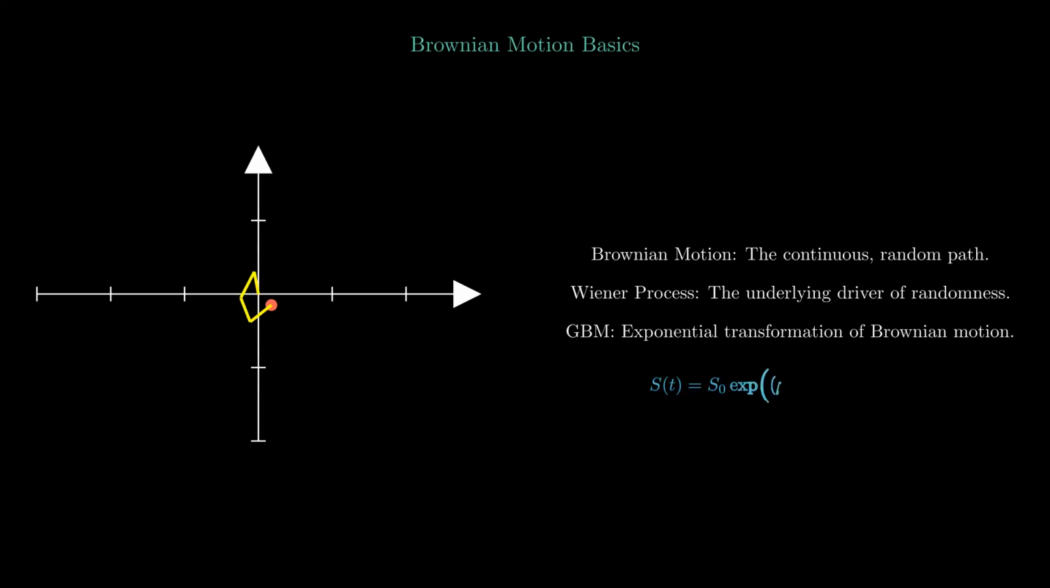Building on this, we now connect Brownian motion to geometric Brownian motion. Here, the formula S(t) equals S0 times the exponential of (mu minus sigma squared over 2) t plus sigma W(t) succinctly captures how the exponential of a Brownian path gives rise to GBM. The circle you see briefly emphasizes this transformation.